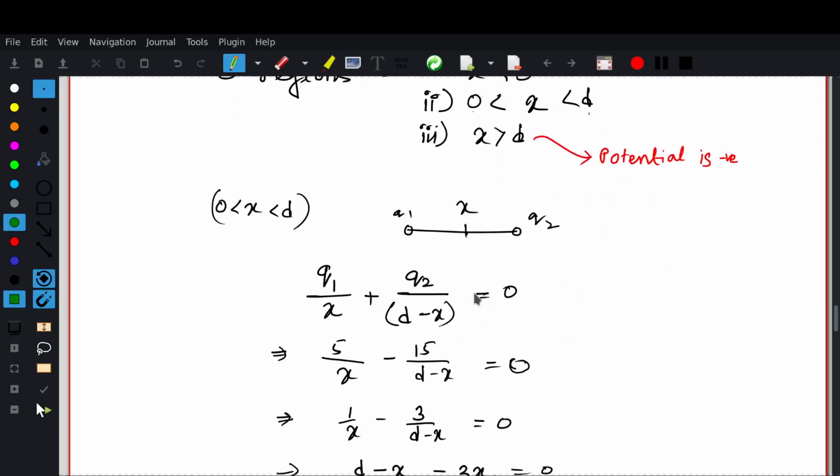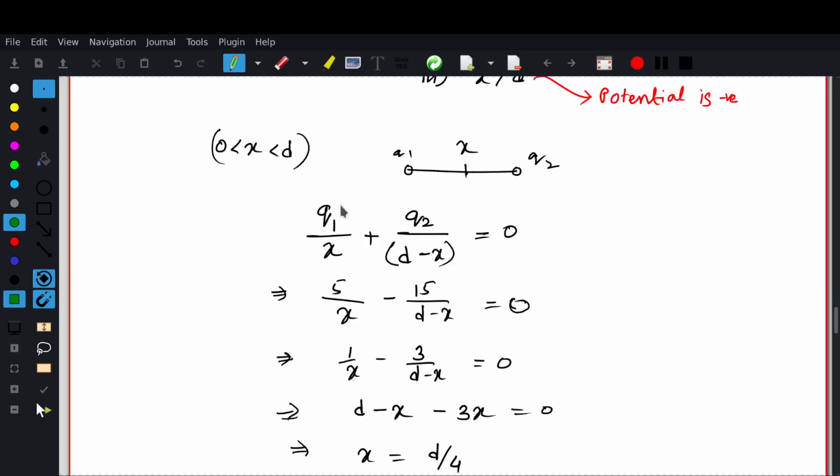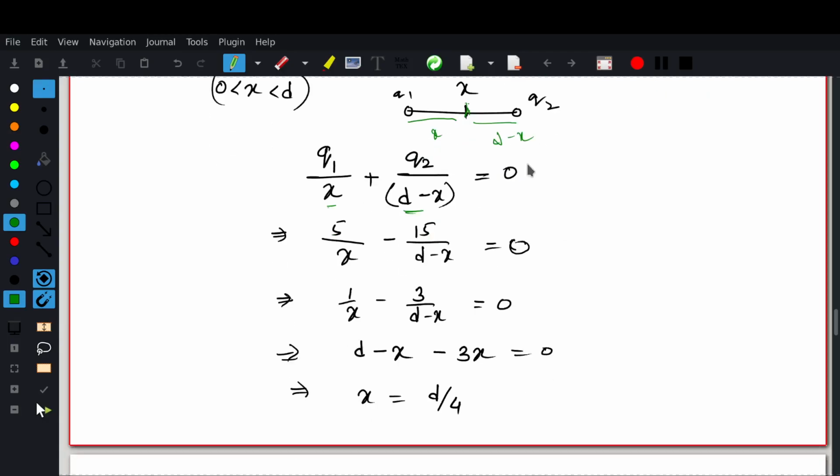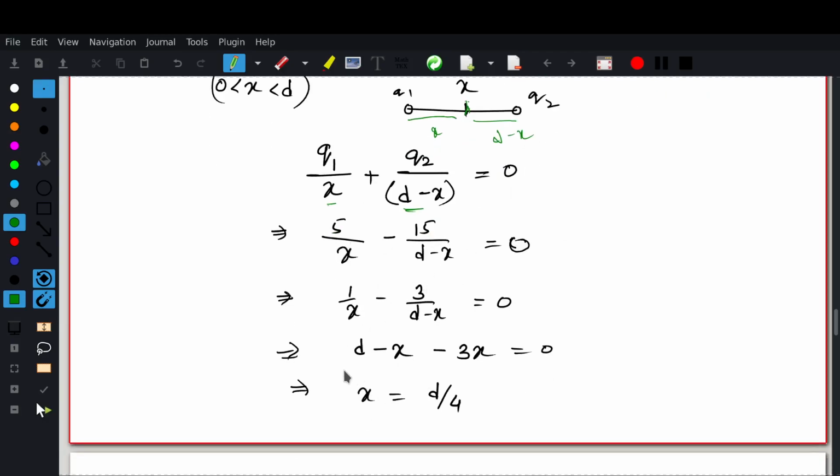Now to solve that, I will assume there is some point x, and I will write the net potential at this point x and make it 0, and solve for x. There are some initial 4 pi epsilon 0 factors which we don't need, so I have only written q1 by x and q2 by d minus x. This is the distance x, and this distance is d minus x. These are the two contributions coming from q1 and q2 at this point x, and what we will do is just solve for x.